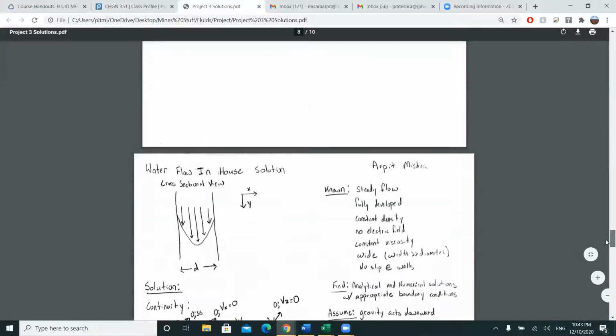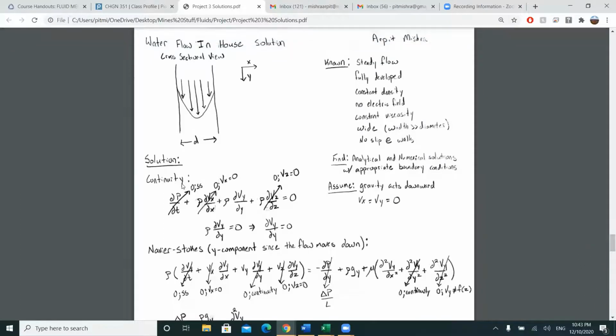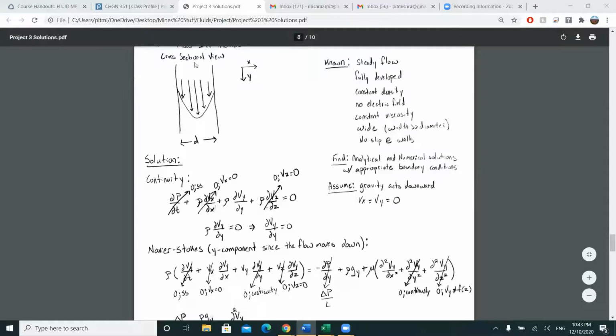And then for the last problem, I cover topics 10, 11, and 12, which are microscopic mass and momentum balances, which is Navier-Stokes, their boundary conditions, and the analytical and numerical solutions to these. So for this, I did basically like water flow through a pipe from the top of your house to the bottom of your house, and I asked to figure out the analytical and numerical solutions to this.